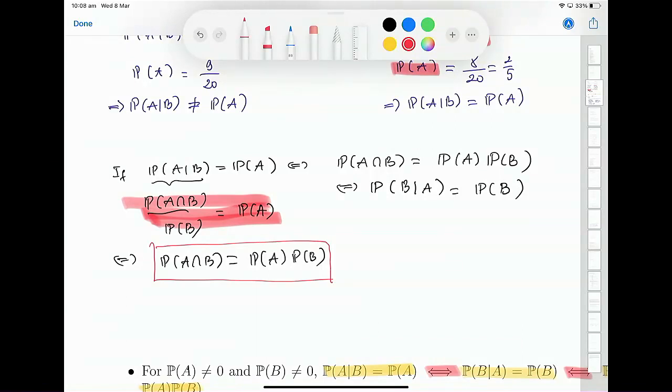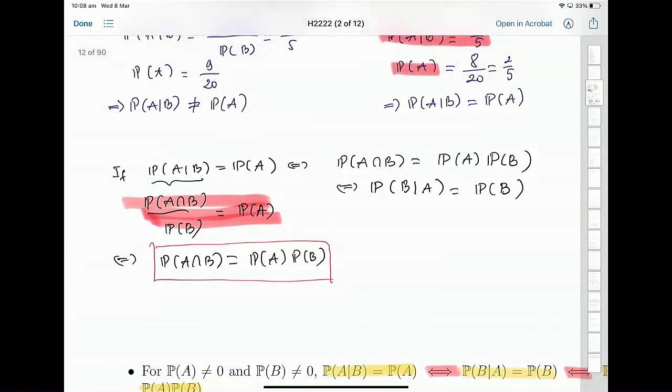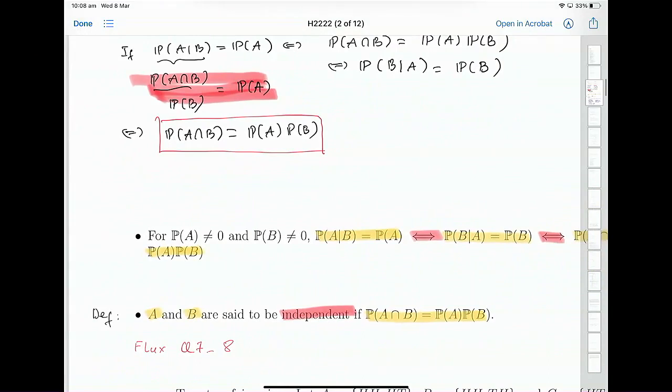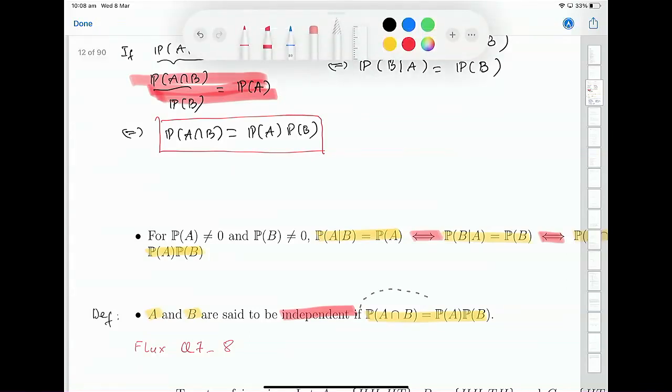So now we go to the definition of independence. A and B are said to be independent if we have the probability of A intersect B equals the probability of A times the probability of B. So wherever you have this equality, the yellow equality, then you can say that A and B are independent. This is the definition of independence.